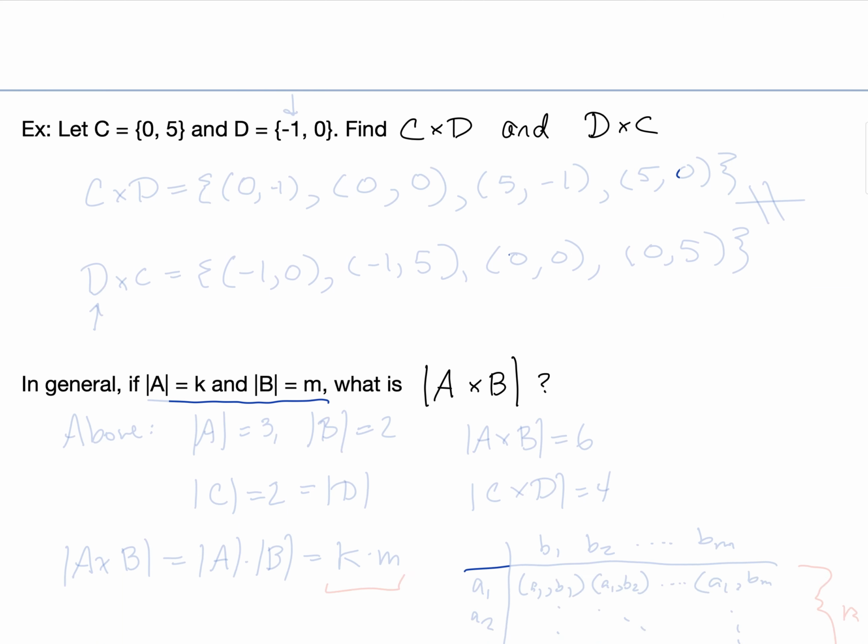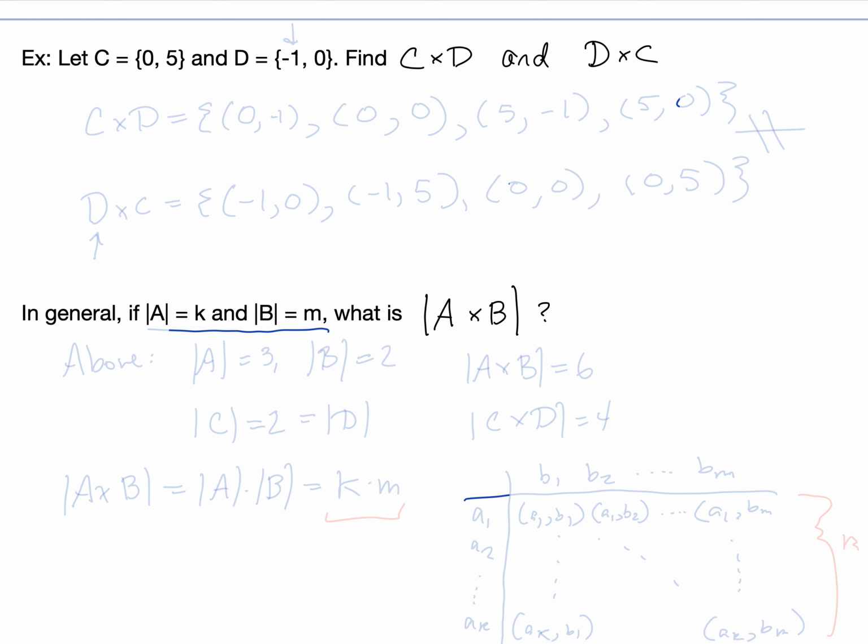All right, so let's first find C cross D. So C cross D is the set of ordered pairs where the first element is in C and the second element is in D. So 0 is an element of C and -1 is an element of D. 0 is an element of C and 0 is also an element of D. 5 is an element of C, and -1 is an element of D, and 5 is an element of C, and 0 is an element of D. So that would be C cross D.